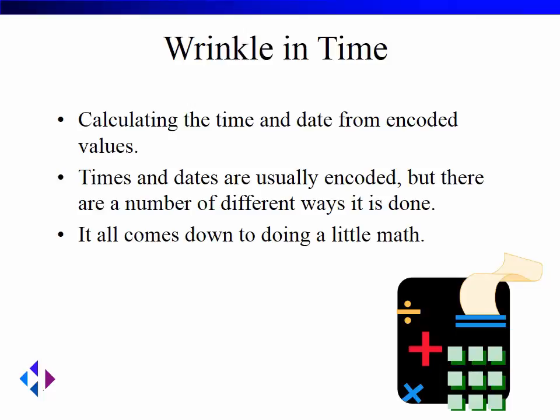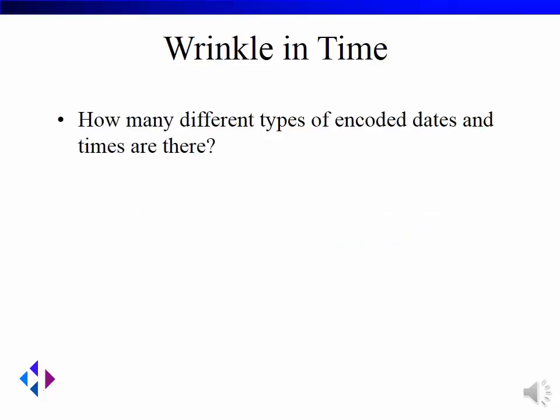Dates and times are normally calculated from encoded values, and there are a number of ways this has been done. But in the long run, just remember, it all comes down to doing a little math, and there are a lot of programs made to automatically do this for you. So yes, we need to now talk finally about encoded dates and times. How many different types are there, and what's available to help us in dealing with them?